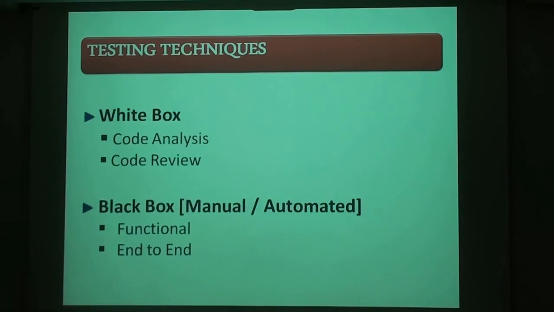Now we see the testing techniques for SQL injection. Techniques can be white box as well as black box. White box testing is done when you have access to the source code of the program, and it can be done through code analysis and source code review. Black box testing can be done when you don't have access to the source code. It can be done in two ways, that is automated or manual. Black box testing can be functional or end-to-end.